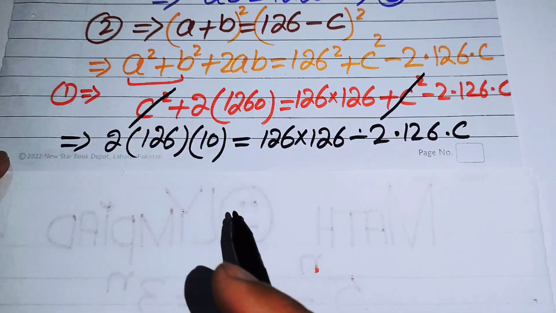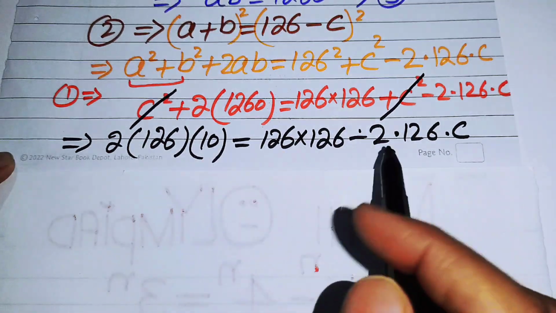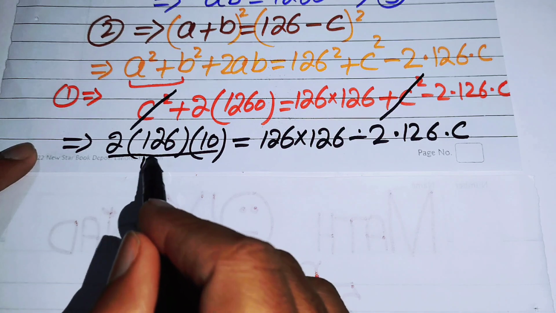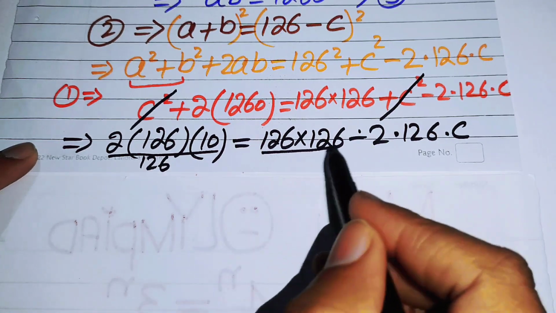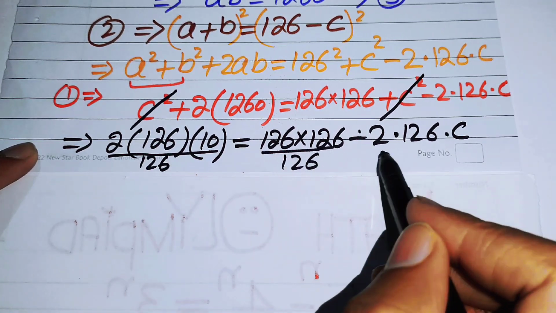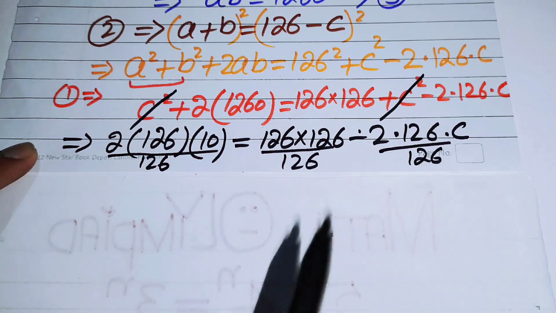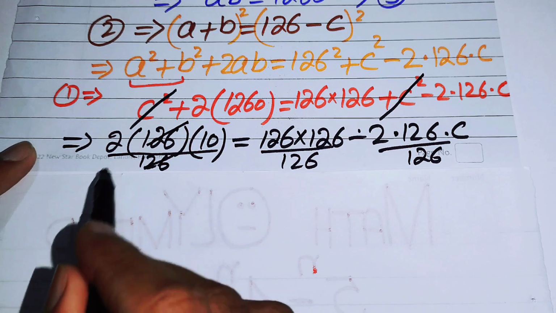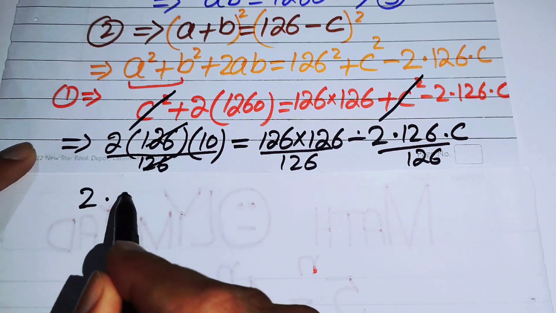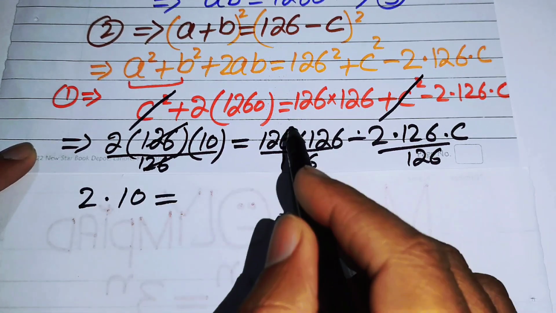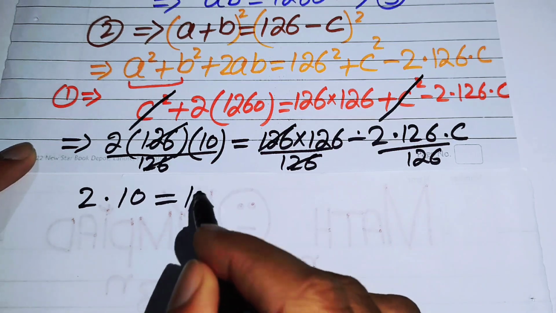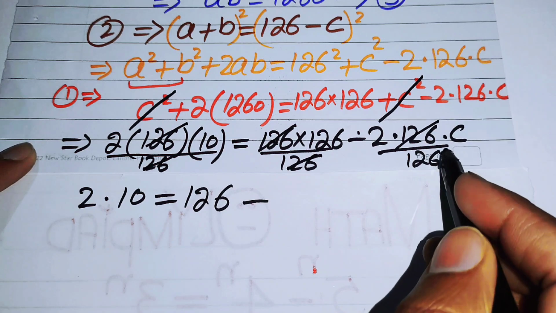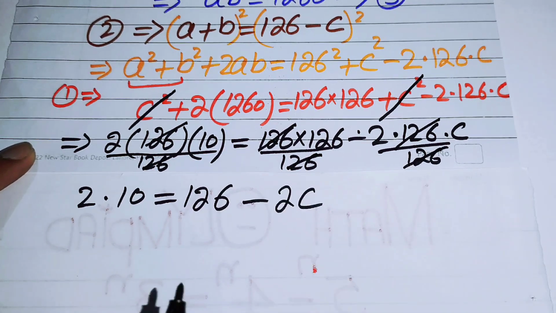In the next step you will see we have 126 on each of the terms, so we will divide both sides by 126. After dividing, this 126 is cancelled by this one. On the left hand side we have 2 times 10 equals, this 126 is gone, and here you get 126 minus, these are gone, and you get 2 times C.